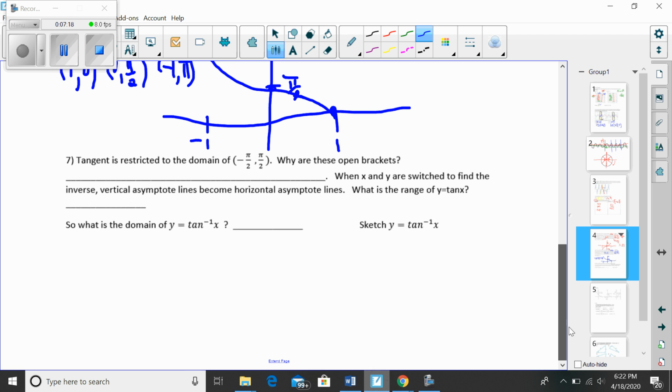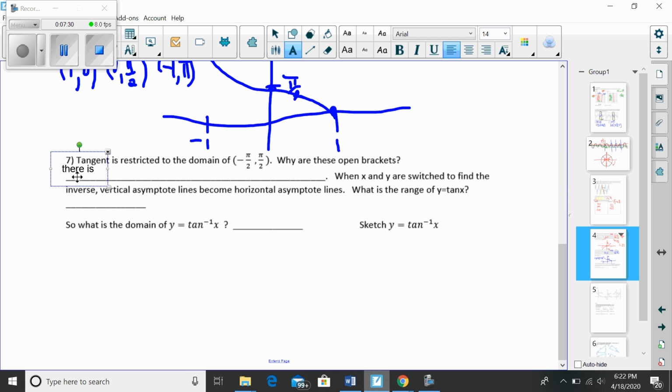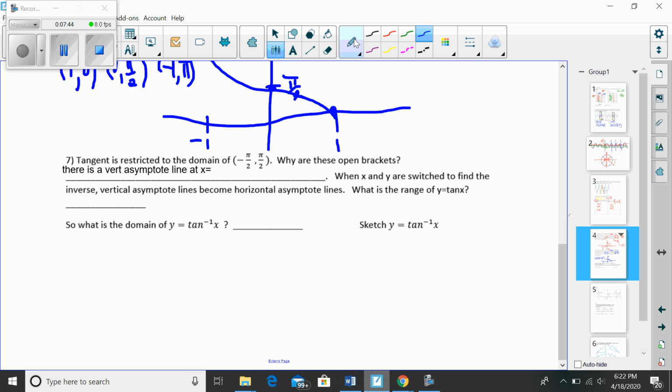Tangent is restricted from -pi/2 to pi/2. And why are these open brackets? We have to remember that there is a vertical asymptote line. Oh, I butchered the spelling of asymptote. Asymptote line at x equals -pi/2. Every odd multiple of pi/2, tangent has an asymptote line. All right, but we're not worried about the other places. We're only interested in these two vertical asymptote lines at the moment.